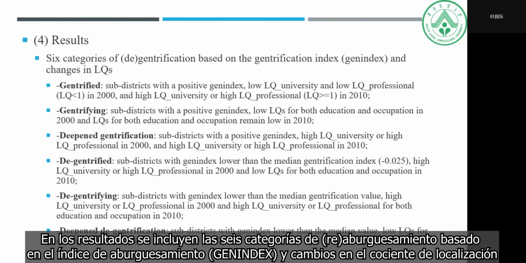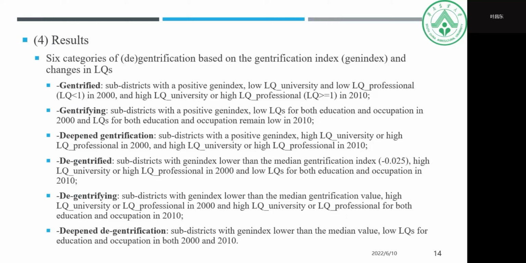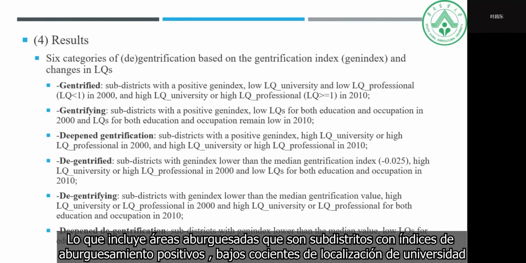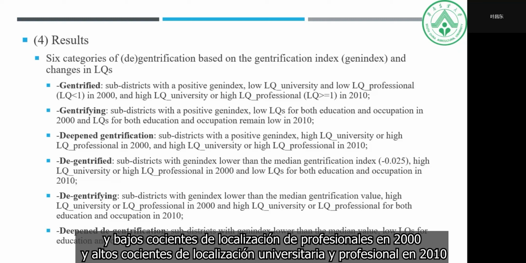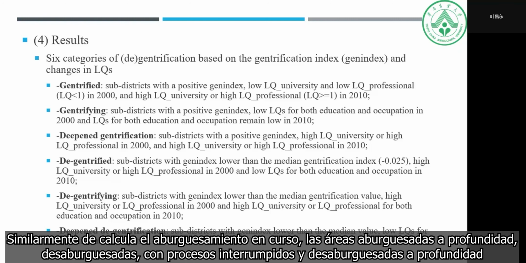And our results include the six categories of gentrification or degentrification based on the gentrification index and the changes of location quotients, which includes gentrified area, where sub-districts have a positive gentrification index, while low location quotients university and low location quotients professional in 2000, and higher location quotients university or higher location quotients professional in 2010.